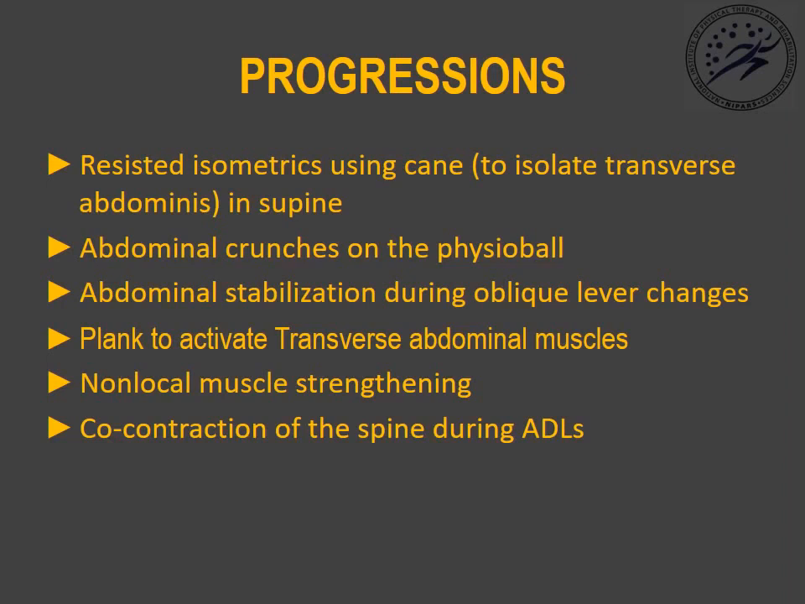Progression should be made to improve strength. The progression exercises: resisted isometric using a cane in supine position, abdominal crunches on the physio ball, abdominal stabilization during oblique lever changes, plank to activate transverse abdominal muscles.